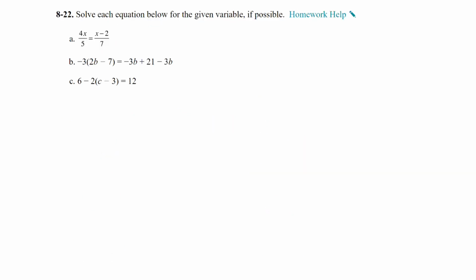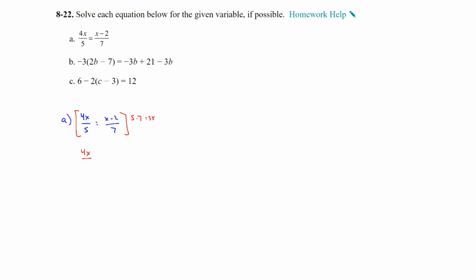Solve each equation below for the given variable if possible. So on part A, we have a proportion 4x divided by 5 is equal to x minus 2 times 7. I could do this in 2 steps to get rid of the denominator, multiply by 5 and then multiply by 7. I'm going to go ahead and multiply by both of them, and by doing that, if I multiply by a 5 and a 7, that's 35. So I'm going to multiply by 35.